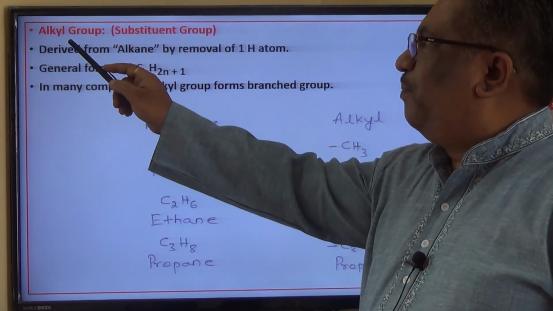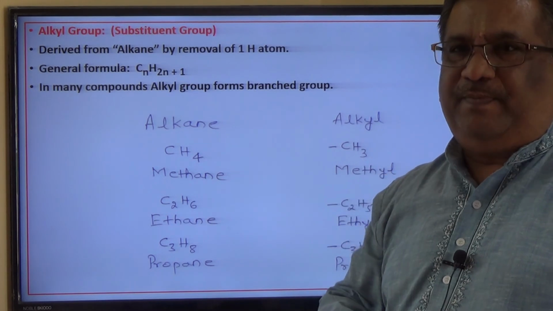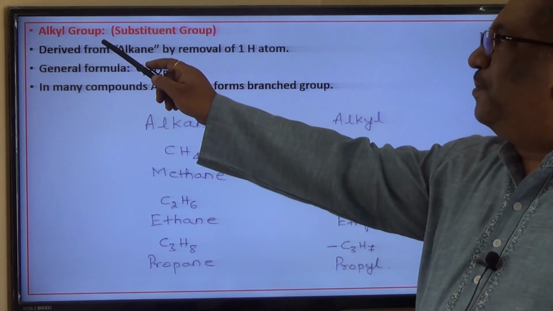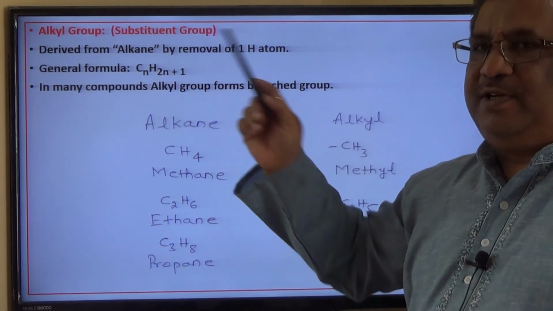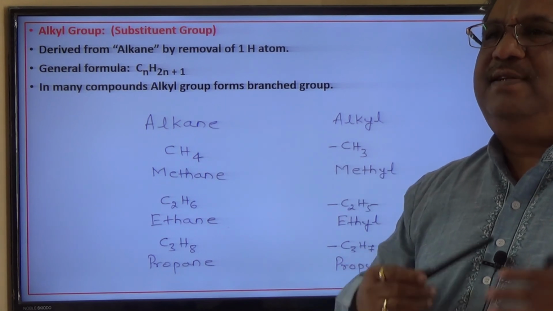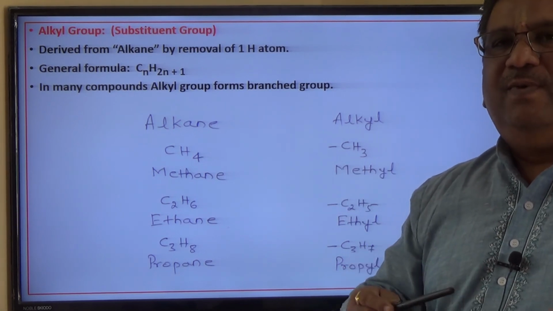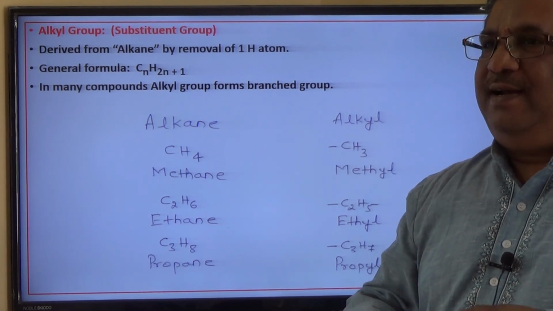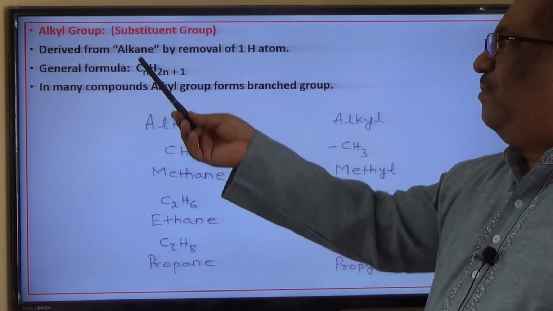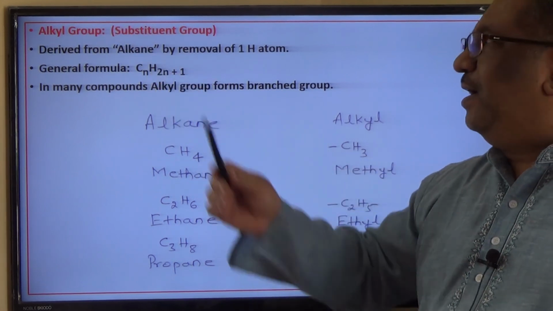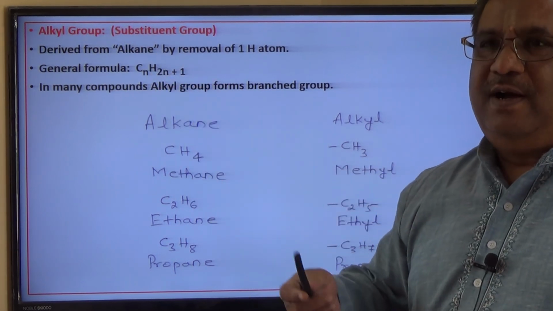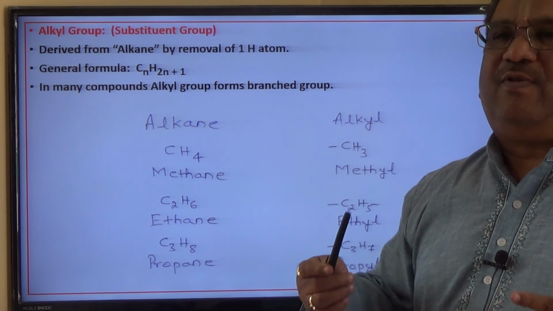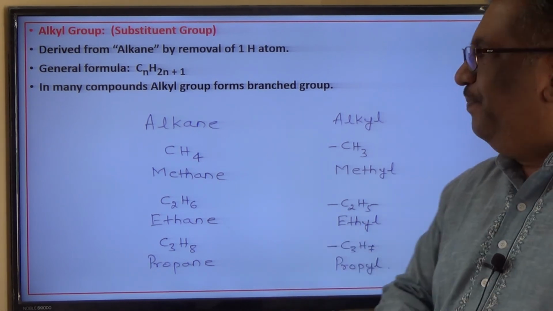Next, one more group is called the alkyl group. These alkyl groups act as substituent groups. What is this substituent group? We'll see later when we study the homologous series and when we start reading the compounds. That time we'll come to know what this substituent group is, how this group is called, and why it is called a substituent group. Later we'll study.